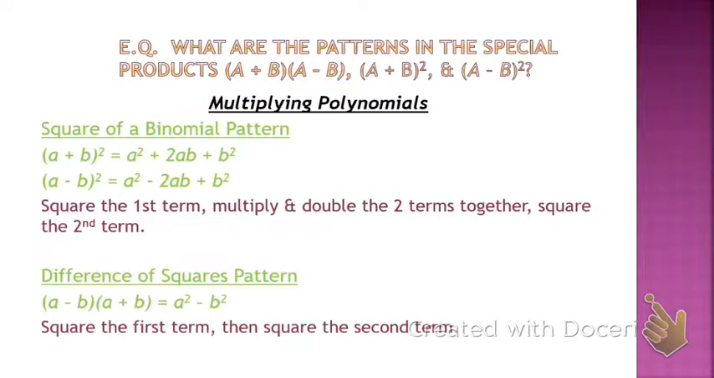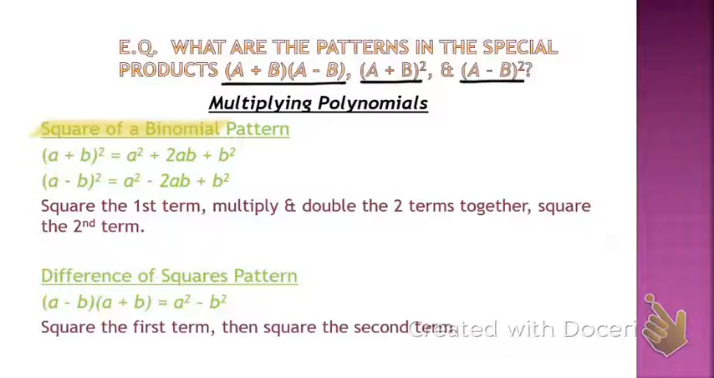So the essential question says, what are the patterns in the special products? Right here you can see a plus b times a minus b. That's you multiplying two binomials. And this is something you haven't seen. What happens when it's a plus b raised to the second power or a minus b raised to the second power? That leads us into the very first shortcut. When you have a square of a binomial, it's exactly what it says. It's a binomial that's going to be squared, which means it's going to be raised to what power? The second. When something is squared, it is raised to the second power.